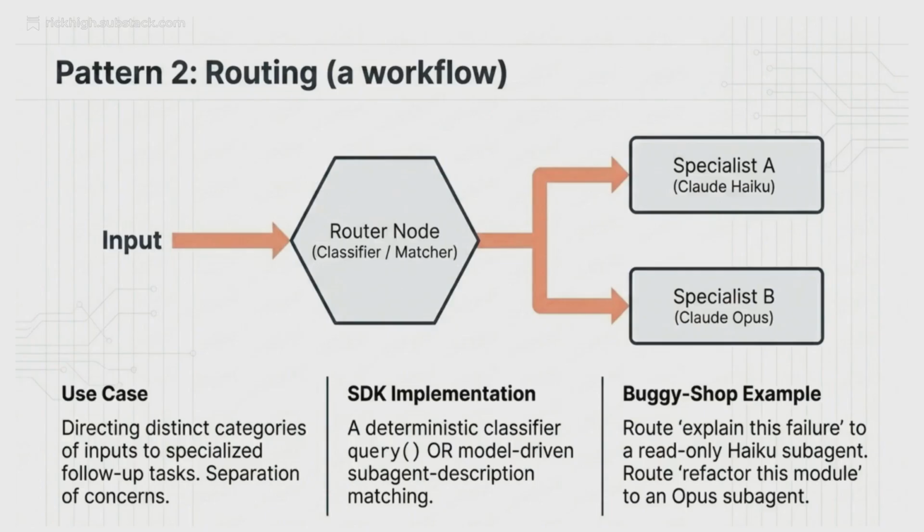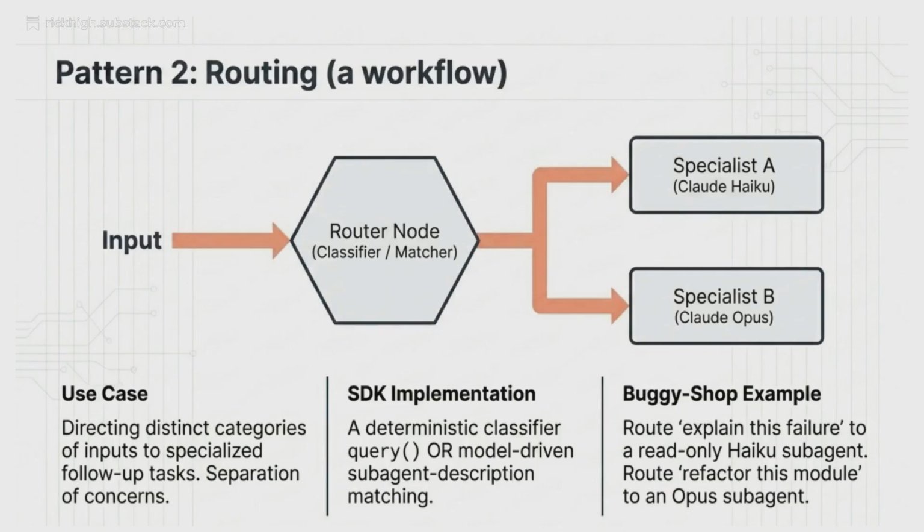The cheaper, more deterministic way is a small classifier call that picks the model or the prompt for the real work. That second option doubles as a cost lever, since you can route easy questions to a smaller model, like Haiku, and hard ones to a more capable model. For Buggy Shop, a router might send "explain this failure" to a read-only Haiku subagent and "refactor this module" to an Opus one.